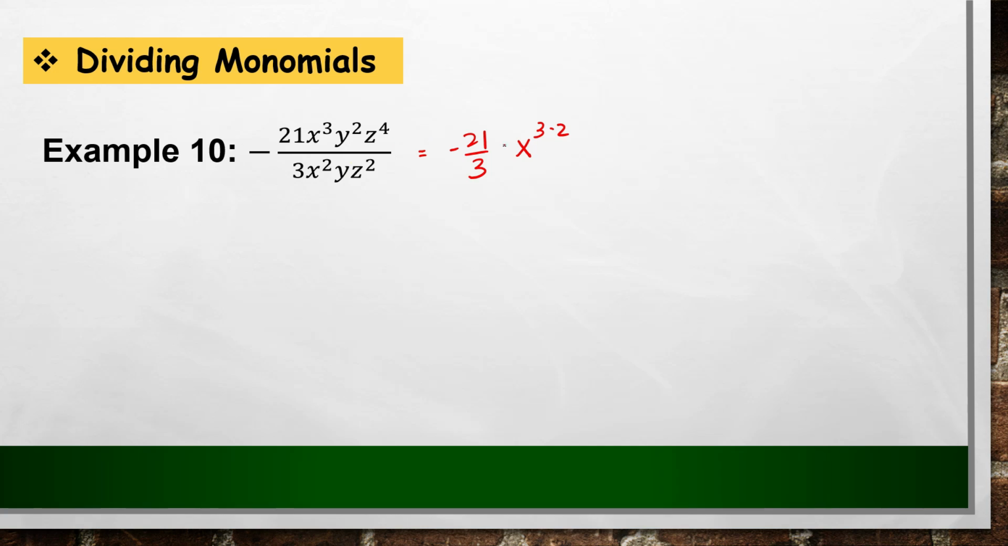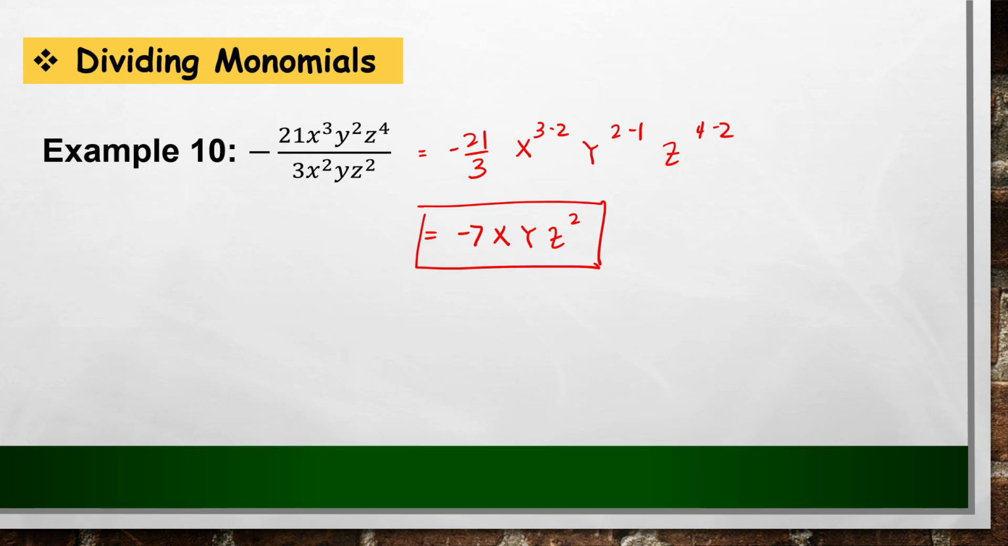Then y^(2 minus 1), and then z^(4 minus 2). So negative 21 over 3 is negative 7. x^(3 minus 2) is x to the 1. y^(2 minus 1) is y to the 1. So that's y. And z^(4 minus 2) is z squared. And that will be the answer for example number 10.